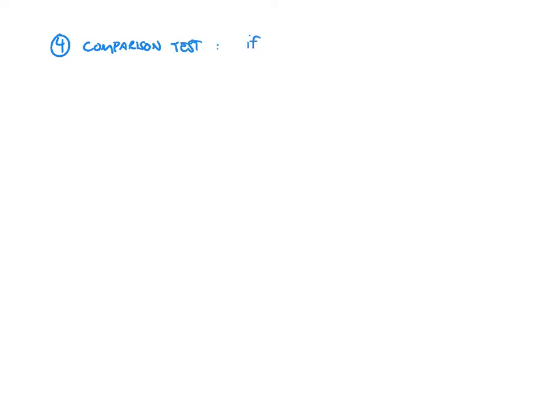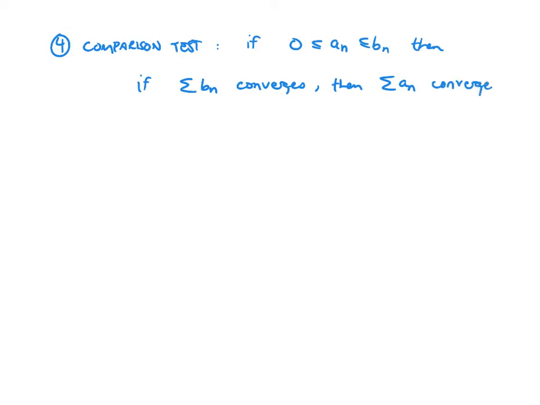If you have two series, the sum of AN and BN, we're going to look at the terms of those series, and we're going to say that the ANs are positive, but always less than the terms in BN, beyond some N. Then, if the series with the larger terms converges, then the series AN with the smaller terms, less than BN, must also converge.